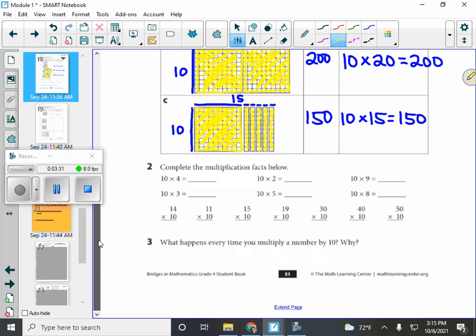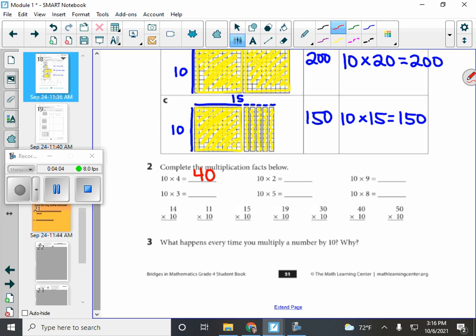All right, let's look at number 2. Complete the multiplication facts below. Whenever you multiply by 10, a lot of people just think add a 0. What's really happening is numbers are shifting to the right, and then you put a 0 in that empty spot. But it's okay to think just add a 0. So 10 times 4 is 40. If you really want to give yourself a challenge, why don't you pause the video, do this section by yourself, and then press play to see if you're correct.